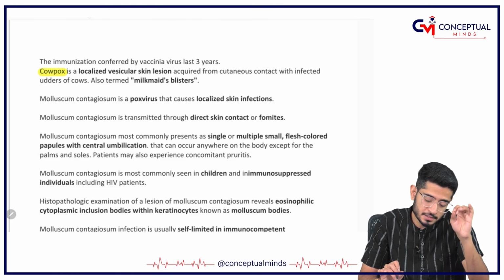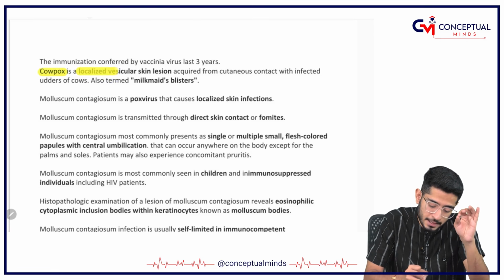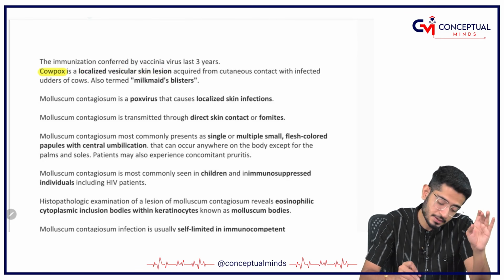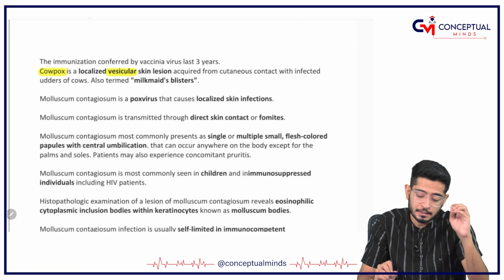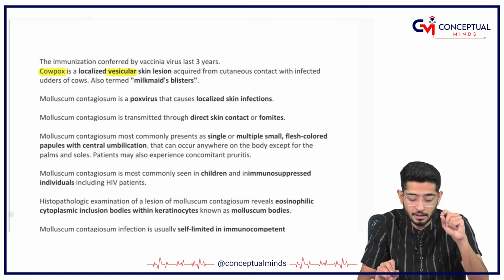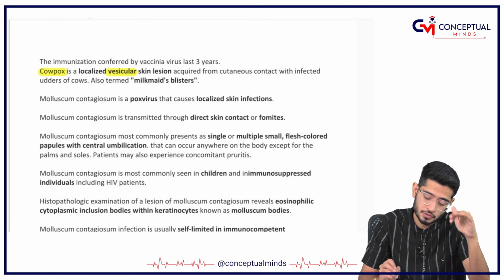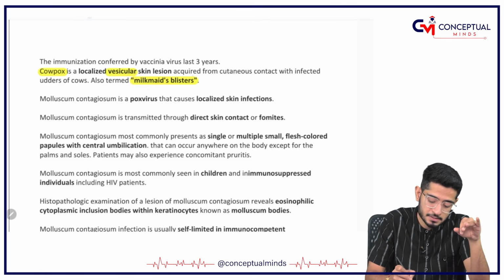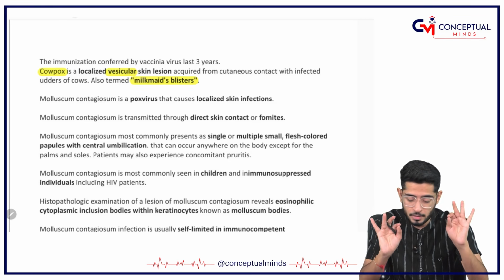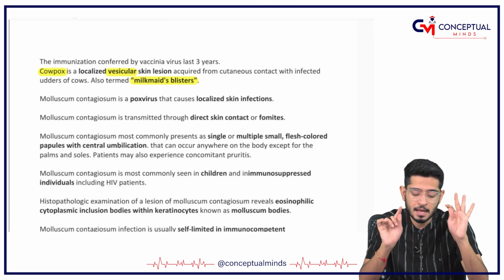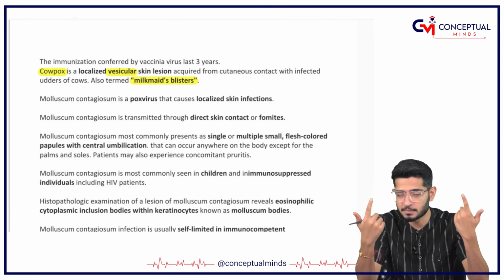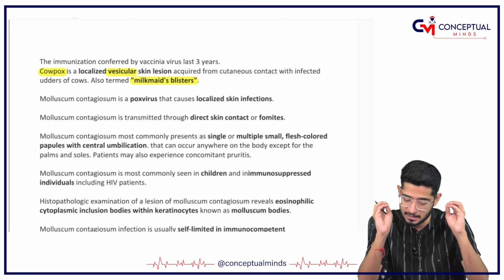So, cowpox, what is cowpox? Cowpox is a localized vesicular skin lesion, okay, that is acquired from contact with the infected udders of cows, which is also called milkmaid's blister. Please understand, very simple, that cowpox has got vesicular lesions, and one more important thing, since the cow gives milk, it is milkmaid's blister. This is how you can remember very easily.